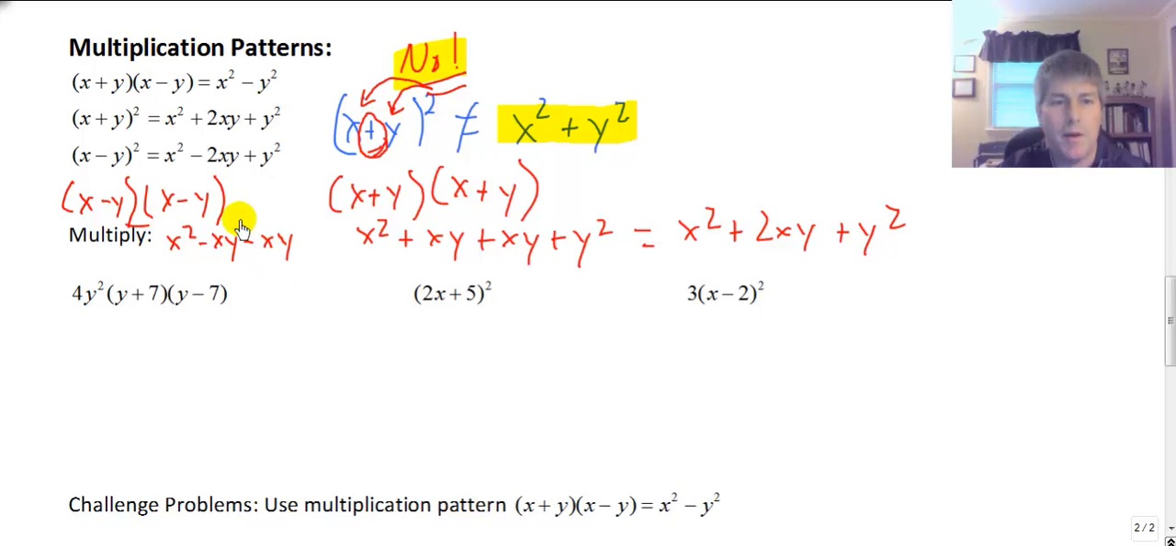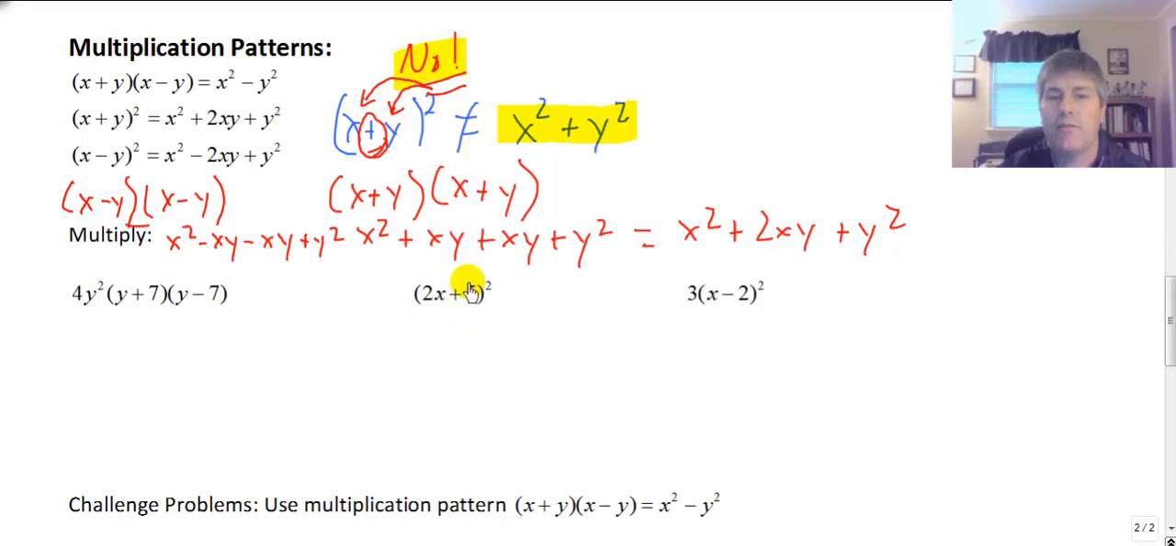Minus 1xy, minus 1xy, minus 2xy. And then when I multiply y times y, you get a positive y squared. So memorize these multiplication patterns. They'll help you out. They'll speed things up for you. They're going to be very, very valuable. So let's take a look at these sample problems.